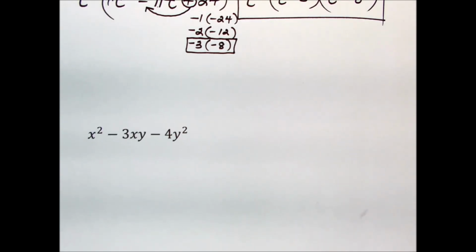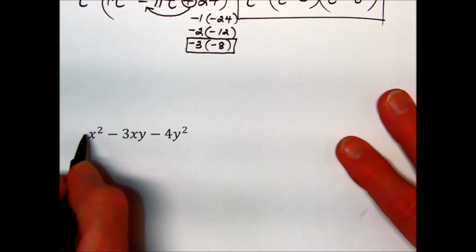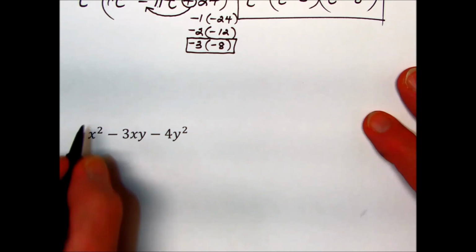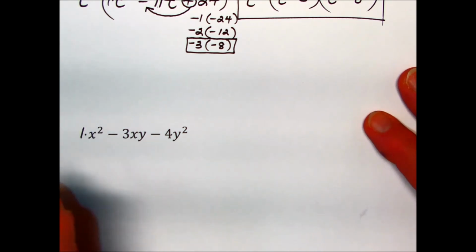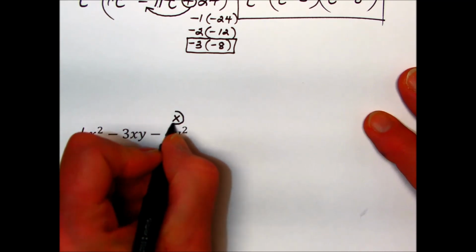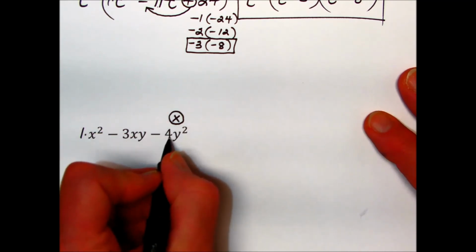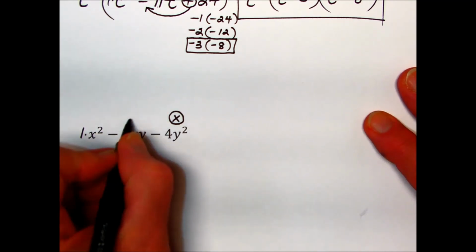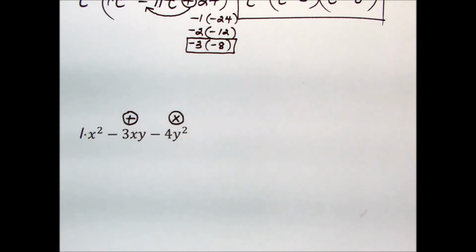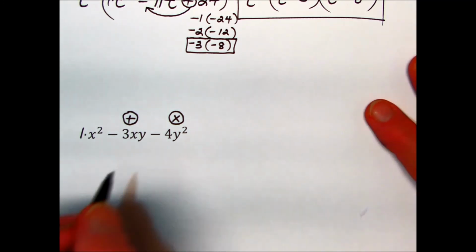In this last one, looking for the greatest common factor, there is none. It looks like an x, but there's no x in this term. So we have a leading coefficient of 1. Our procedure of then using a product here and an addition result here is going to be the game plan.